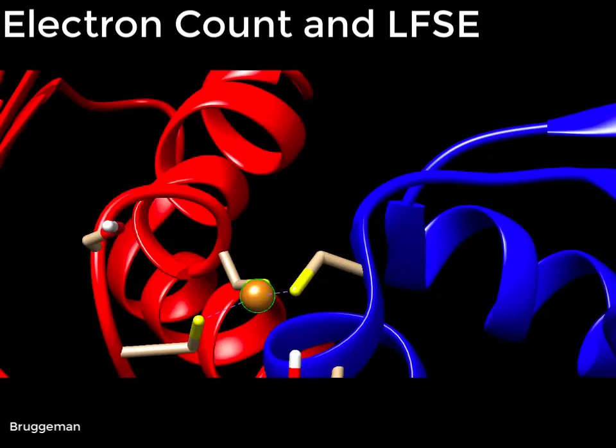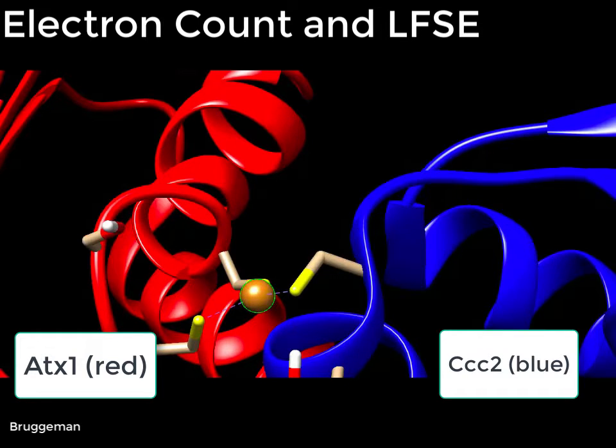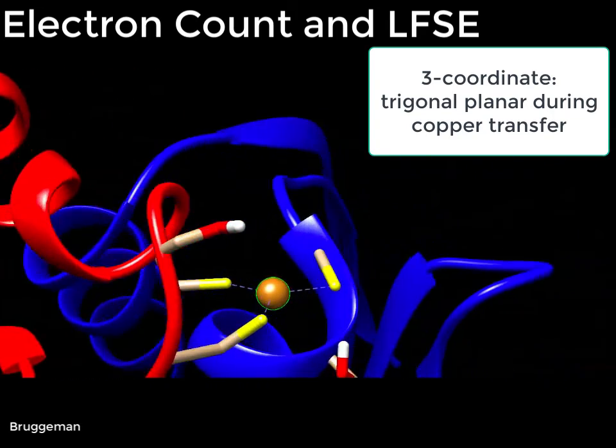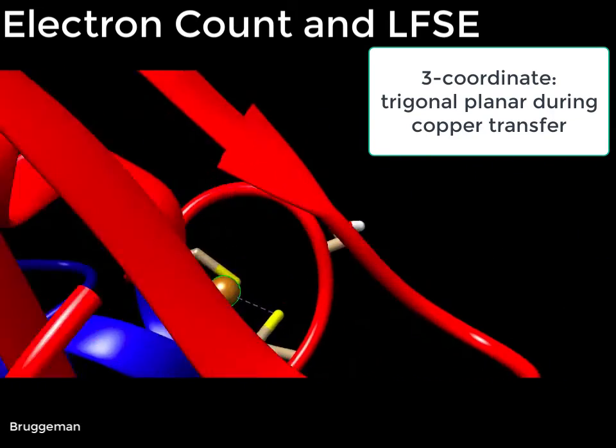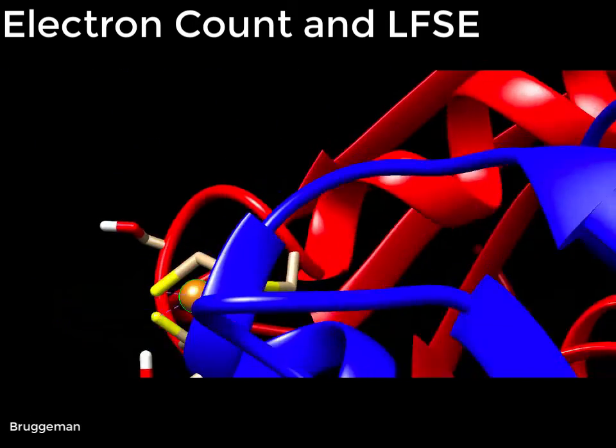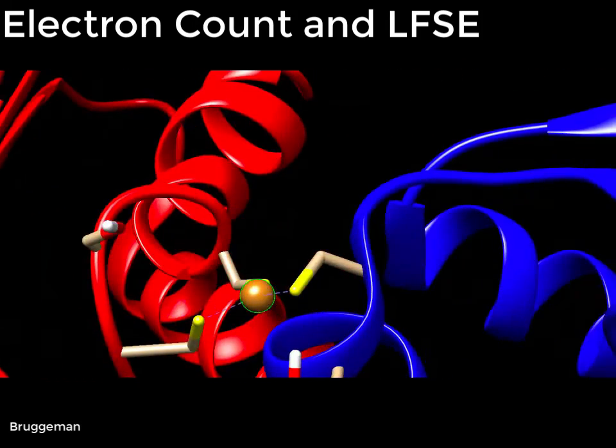The 2-coordinate linear and 3-coordinate trigonal-planar complexes are both favorable to the copper-1 over the copper-2 due to the ligand field stabilization energy preference. This mechanism again promotes stability of copper-1 while disfavoring copper-2.